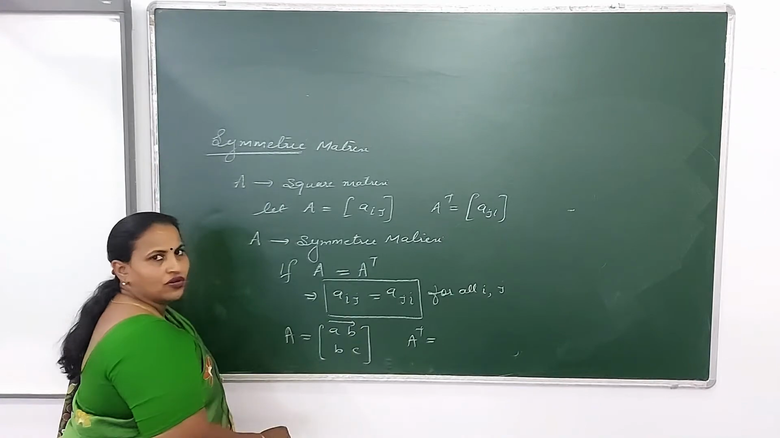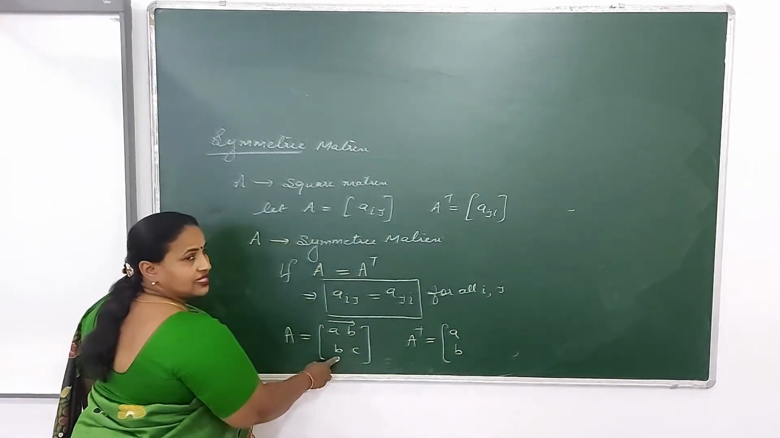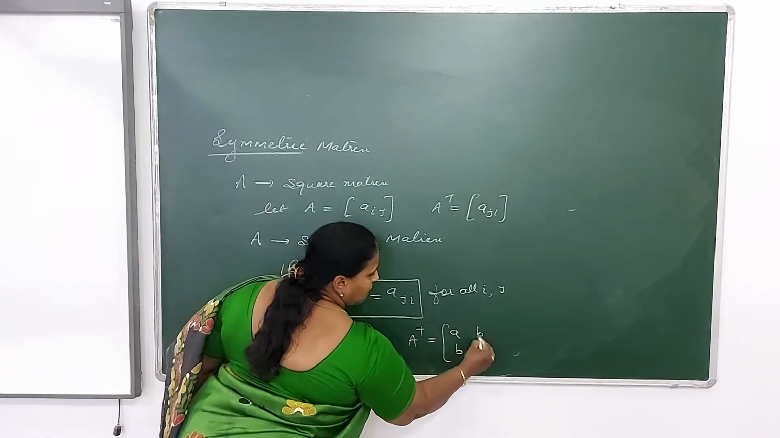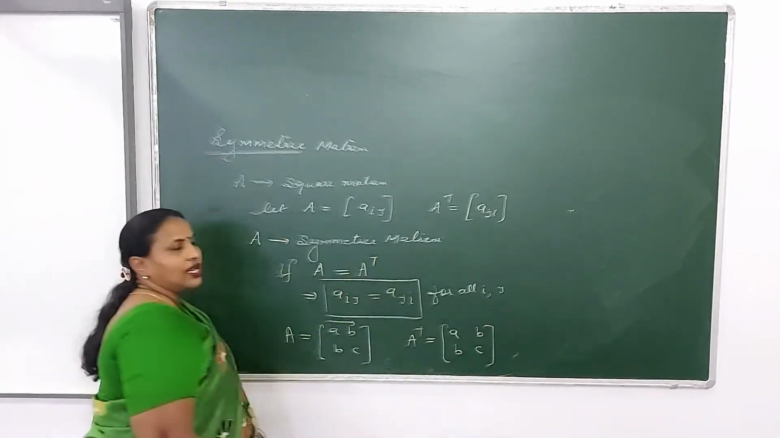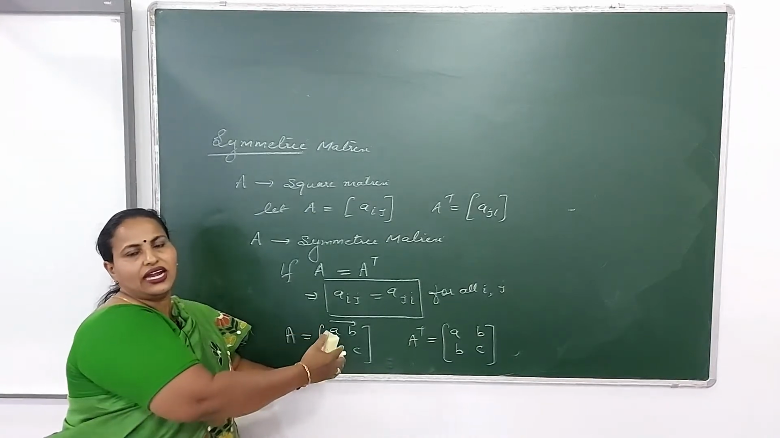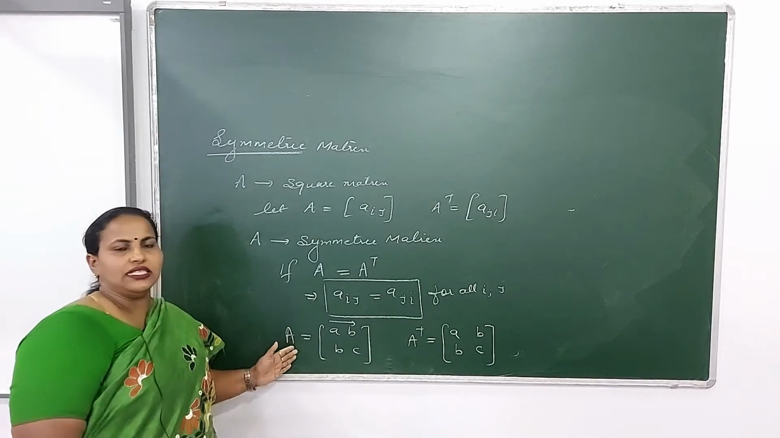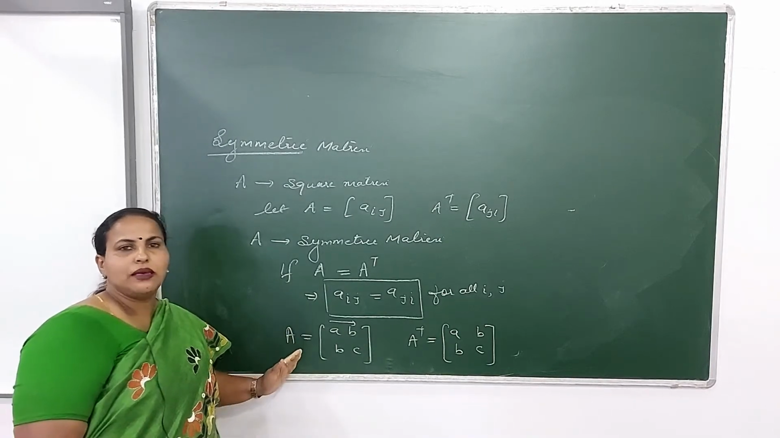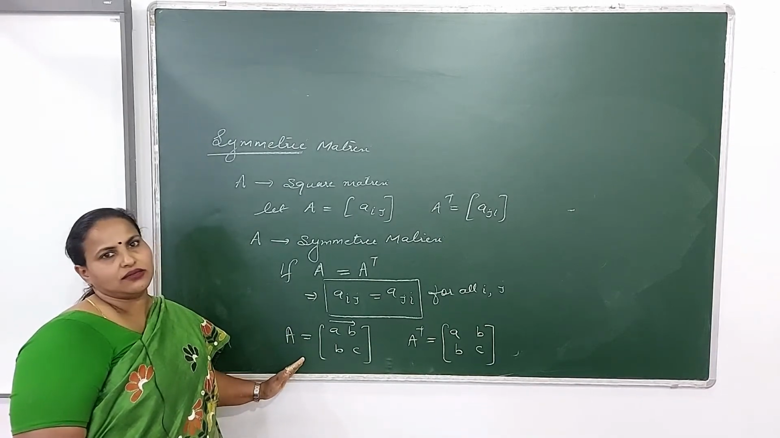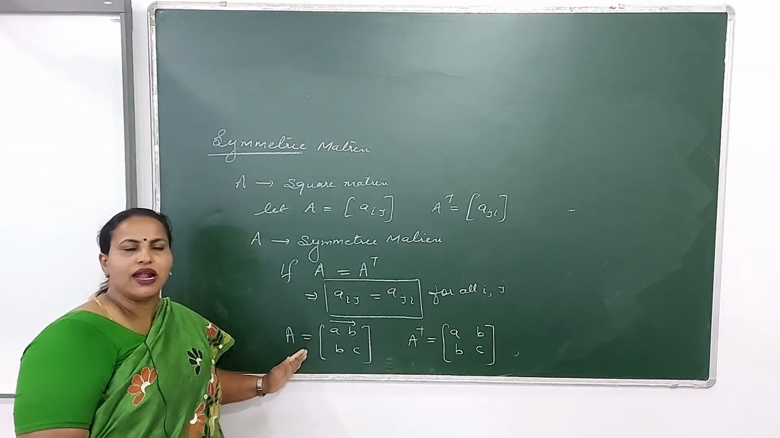This is the first row. Make it as the first column. So this is AB. This is the second row. Make it as the second column. This is BC. Now what is the conclusion? Here we are finding A and A transpose both are equal. That means this is an example of symmetric matrix.